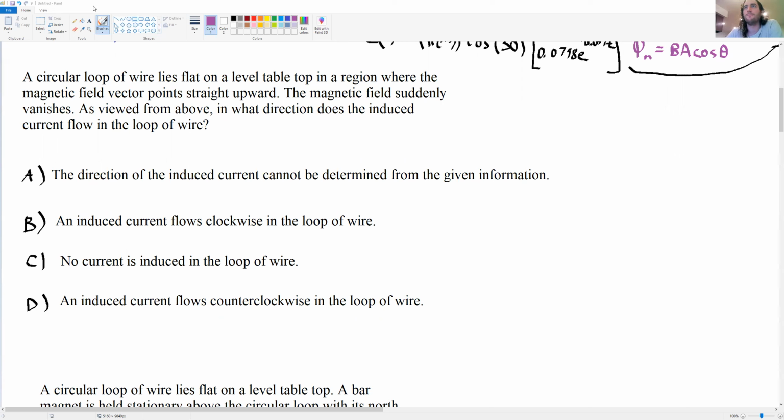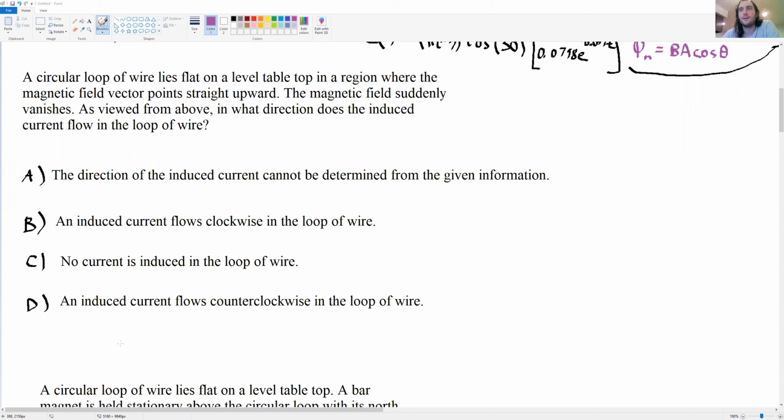So let's go ahead and read the question. Maybe rather than writing the question out by hand into your notes, you could just take a picture with your phone or something. And then that way you save some time writing it down. You can write it down in your notes afterwards. I'll go ahead and read the question now, so pay attention. A circular loop of wire lies flat on a level tabletop in a region where the magnetic field vector points straight upward. The magnetic field suddenly vanishes. As viewed from above, in what direction does the induced current flow in the loop of wire?